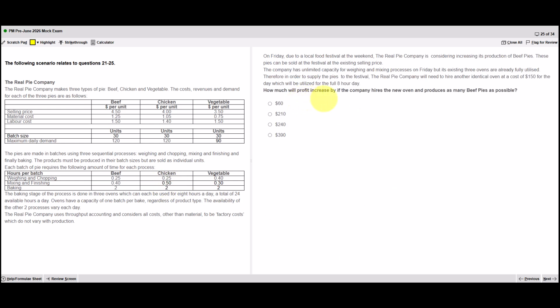Finally, how much will profit increase if the company hires the new oven, produces as many beef pies as possible?